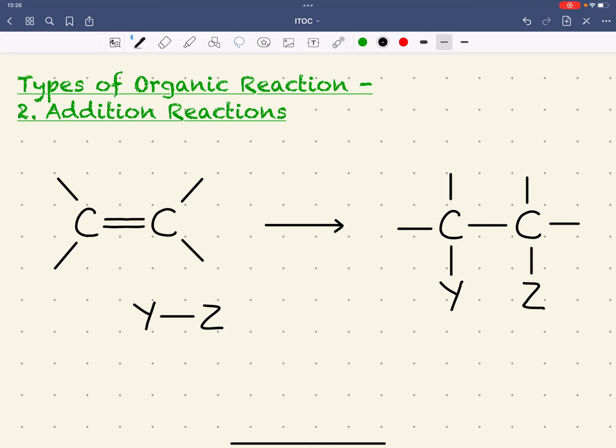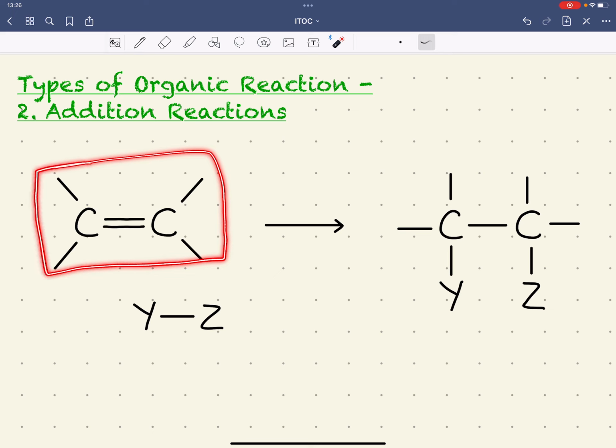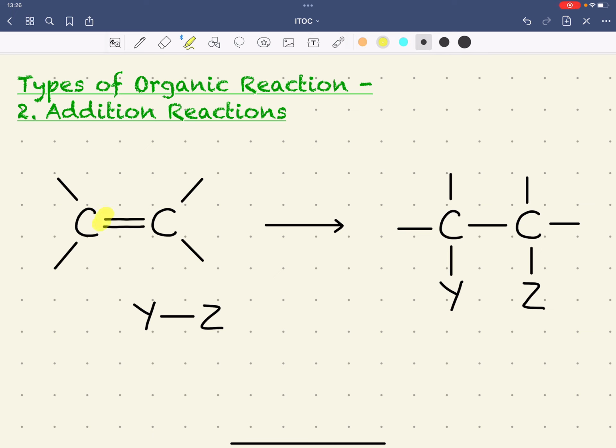Hi guys, in this video we're going to look at addition reactions, another type of organic reactions. Addition reactions occur when you have an unsaturated species, a species with double or triple bonds. An example would be an alkene. An alkene is a species with a carbon-carbon double bond. And this double bond is a region of high electron density. This region of high electron density will attack electrophiles, things with a delta positive or a positive.